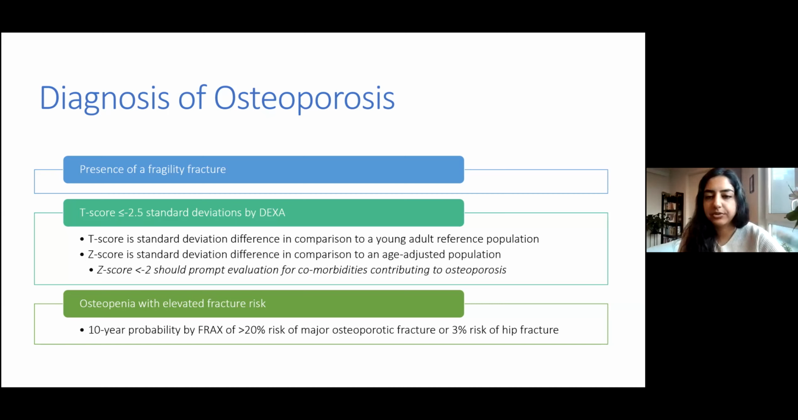osteopenia with an elevated fracture risk can diagnose you with osteoporosis. This is based on a 10-year probability by FRAX of greater than 20% for a major osteoporotic fracture, or only 3% risk of hip fracture because of the morbidity that's associated with hip fractures. There's a much lower threshold to warrant treatment.